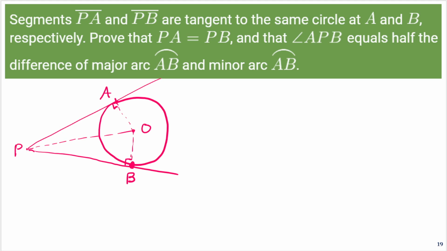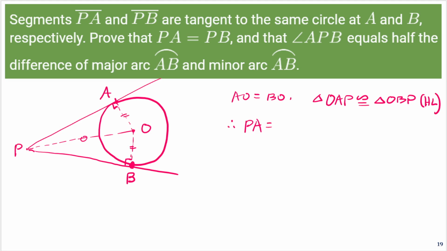To complete a pair of right triangles, since we have AO equals BO, triangle OAP is congruent to triangle OBP by HL, right? Because they are 2 right triangles, with the hypotenuse and a pair of sides equal. That means these 2 triangles are congruent to each other. Therefore, we have PA equals PB. This proves PA equals PB, right?